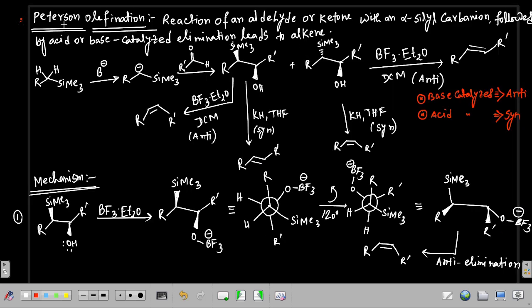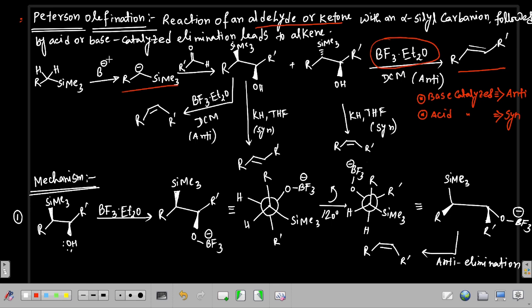So our next reaction is Peterson olefination. This is a reaction of an aldehyde or ketone with an alpha silyl carbanion followed by acid catalyzed or base catalyzed elimination, which leads to the alkene. So our main product will be alkene from aldehydes or ketones.